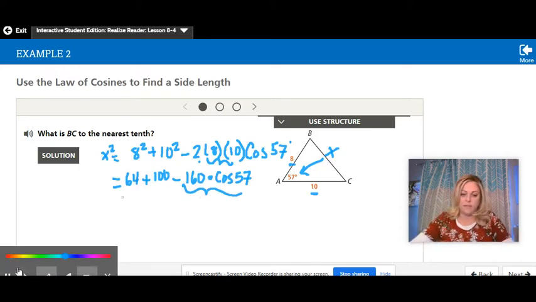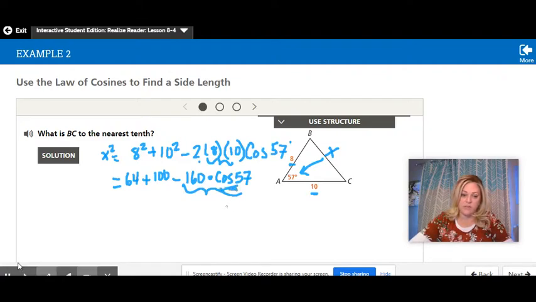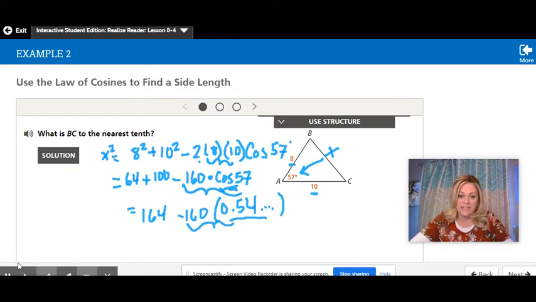Grab that calculator, figure out what the cosine of 57 is, times 160, and then subtract it, and let's see what we get. When I plug the cosine of 57 into the calculator, I get 0.54, and I'm just going to go dot, dot, dot, so you know that there is more. It's just in my calculator, times that 160. 64 and 100 is 164, just bringing everything else down. And when I multiply these out, once I have that cosine times the 160, I actually get 87.14-ish, keep going. Subtract it from the 164, and you should get approximately 76.85. That is x squared.